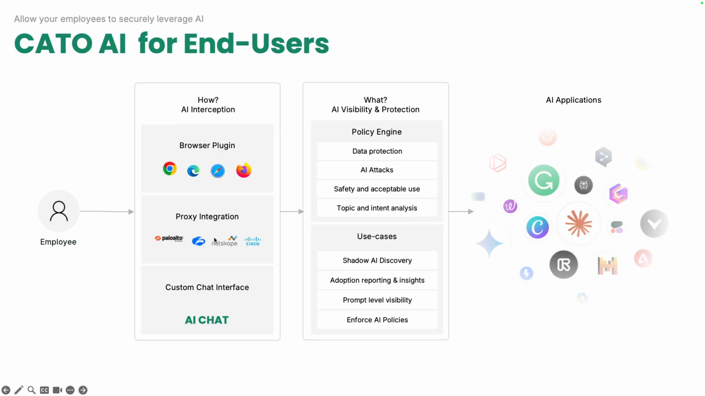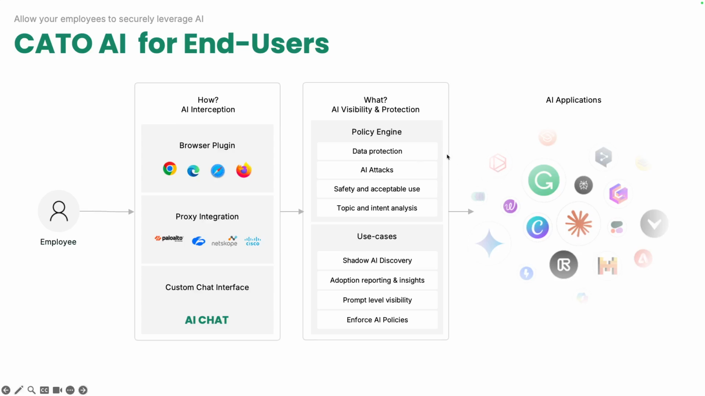The other option is if you are already using some proxies or SASE solutions. We can do proxy chaining, and we can integrate with existing infrastructure, with whichever SASE solution is supported. And third, we also offer a custom chat interface. Here, instead of allowing AI applications like ChatGPT, Gemini, and Copilot, you just allow the Cato custom chat interface, and you can still allow your users to use AI applications.